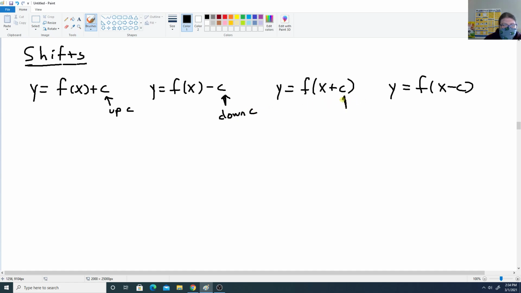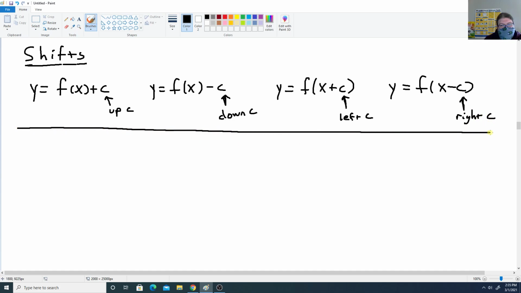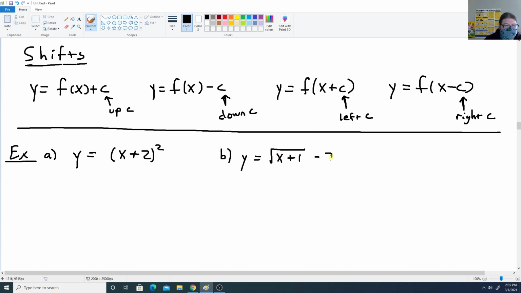When you're inside, stuff still works backwards from how you'd expect. Adding c inside moves your graph to the left c units, and subtracting c inside moves your graph to the right c units. So you got your shifts like that. We'll do a couple quick examples. Let's say for the first example, part A, we want to see what is y equals (x plus 2) squared. Part B, we want to see what's y equals square root of (x plus 1) minus 2. And we'll just graph these two.